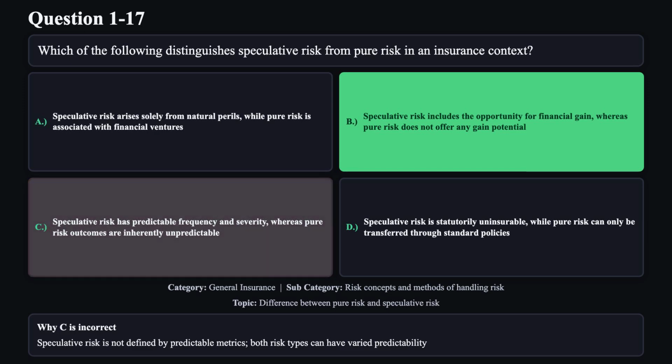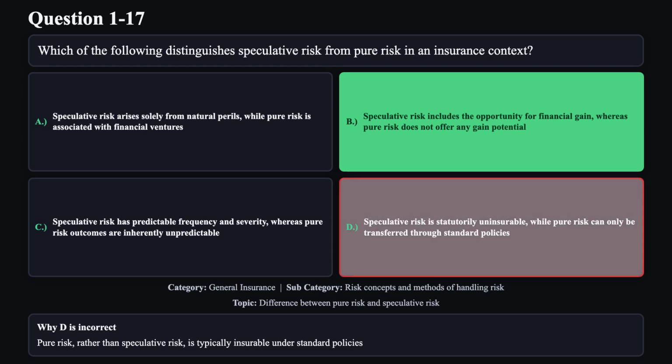Speculative risk is not defined by predictable metrics. Both risk types can have varied predictability. Reason D is not correct. Pure risk, rather than speculative risk, is typically insurable under standard policies.